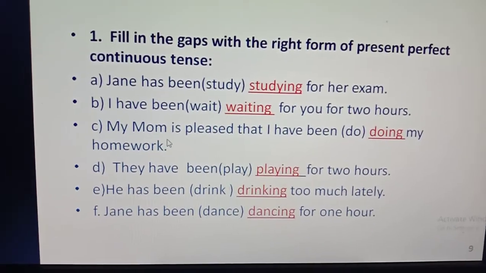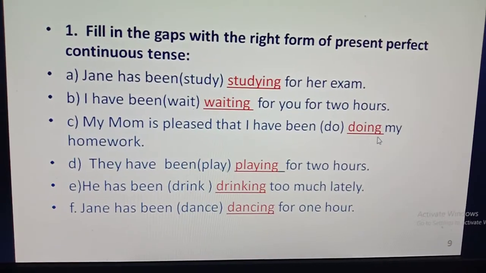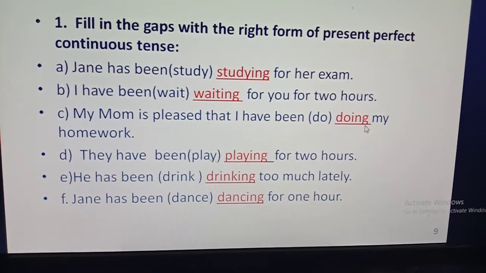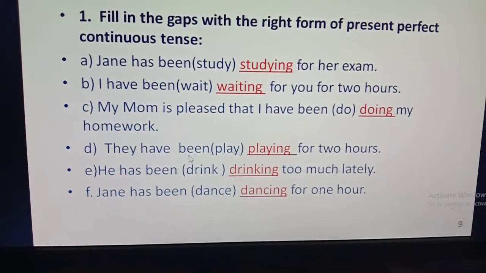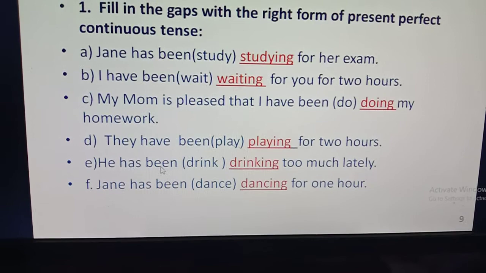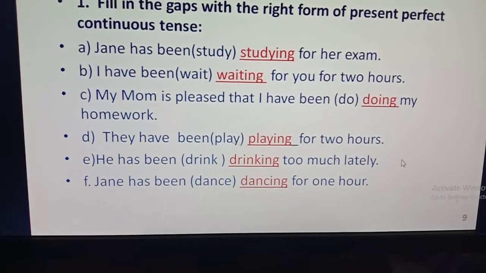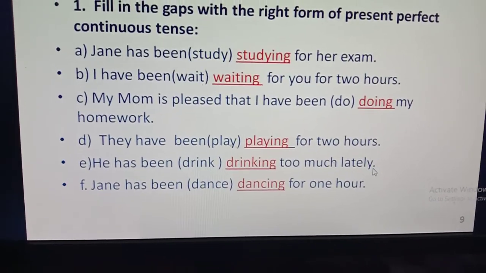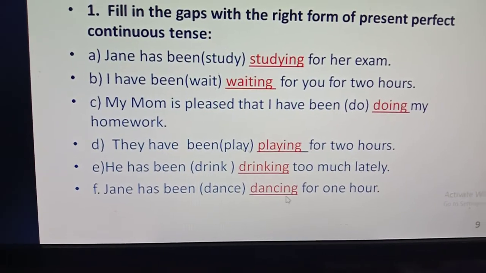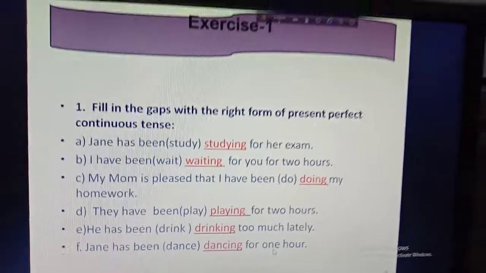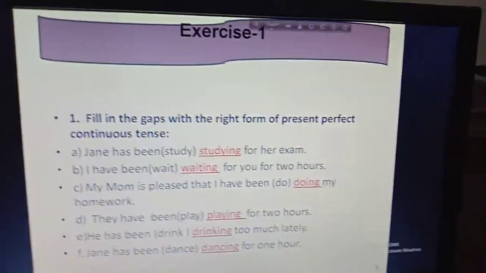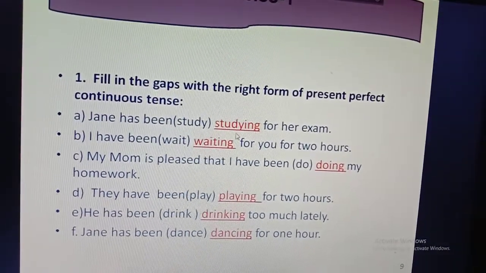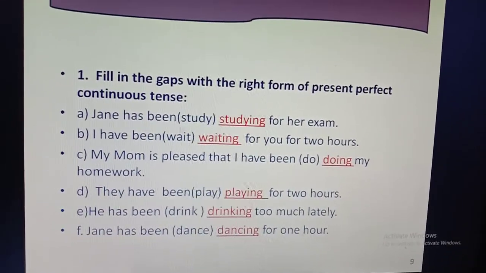Then number C, my mom is pleased that I have been do my homework. So as there is I have been, we have to use ing with the verb, as this is present perfect continuous tense. Okay, then they have been playing for 2 hours. He has been drink too much lately. So you are going to write here, he has been drinking too much lately. Then Jane has been dancing for 1 hour. So all of them are in present perfect continuous form. In the exam you will have question like that, you may have. So in that case you just have to write the verb with the ing, as the sentences are in the present perfect continuous form.